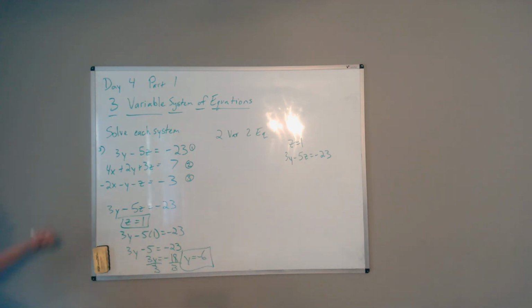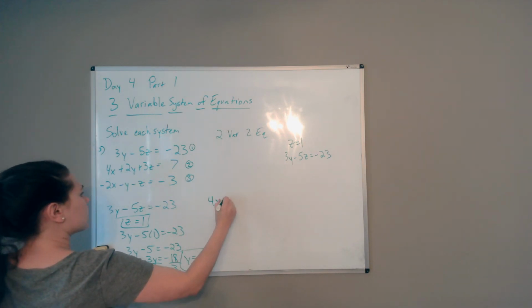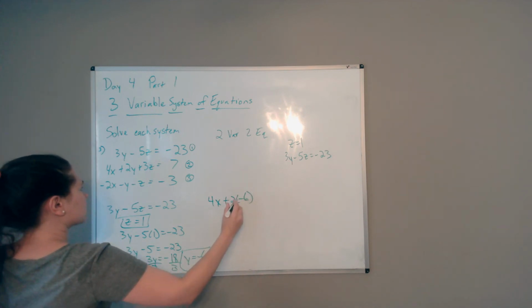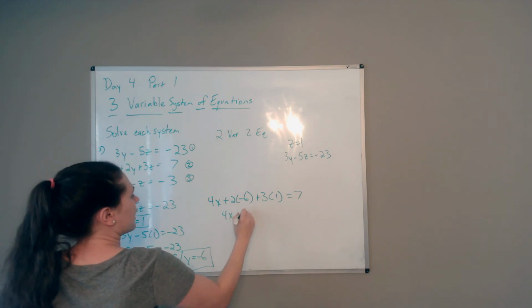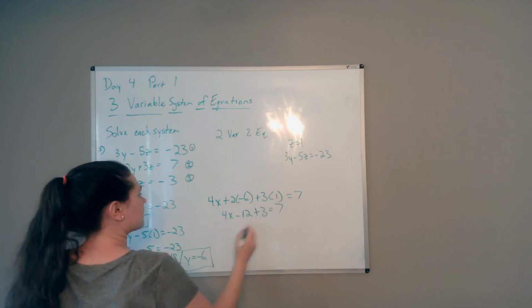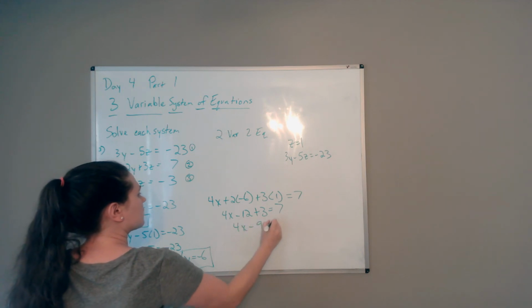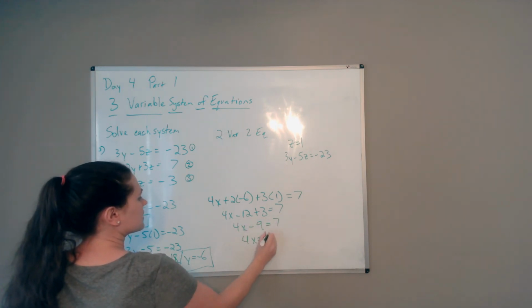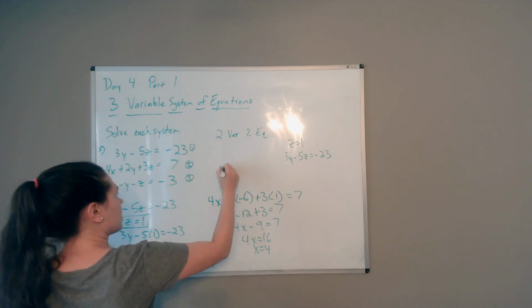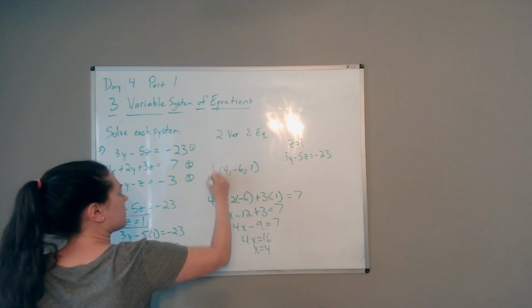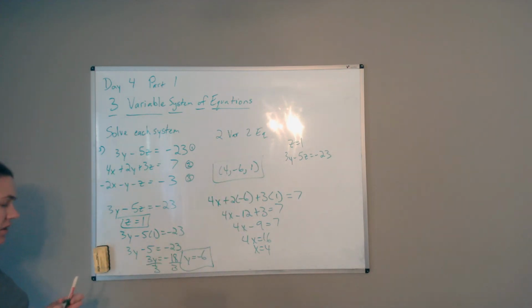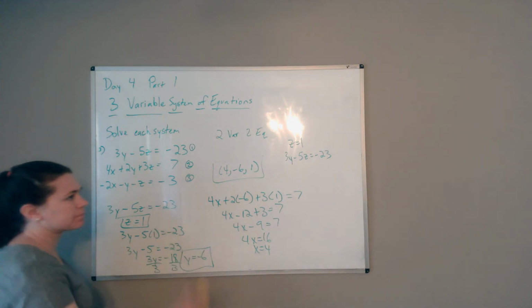Now we just need to find what x is. We can't plug it into this one; we're not going to get x. Second or third, I'll plug it into the second equation: 4x plus 2 times negative 6 plus 3 times 1 equals 7. 4x minus 12 plus 3 equals 7. 4x minus 9 equals 7. 4x equals 16. x equals 4. So 4 comma negative 6 comma 1. Alphabetical order is how you list your ordered triple. And so here's another example of a unique solution.